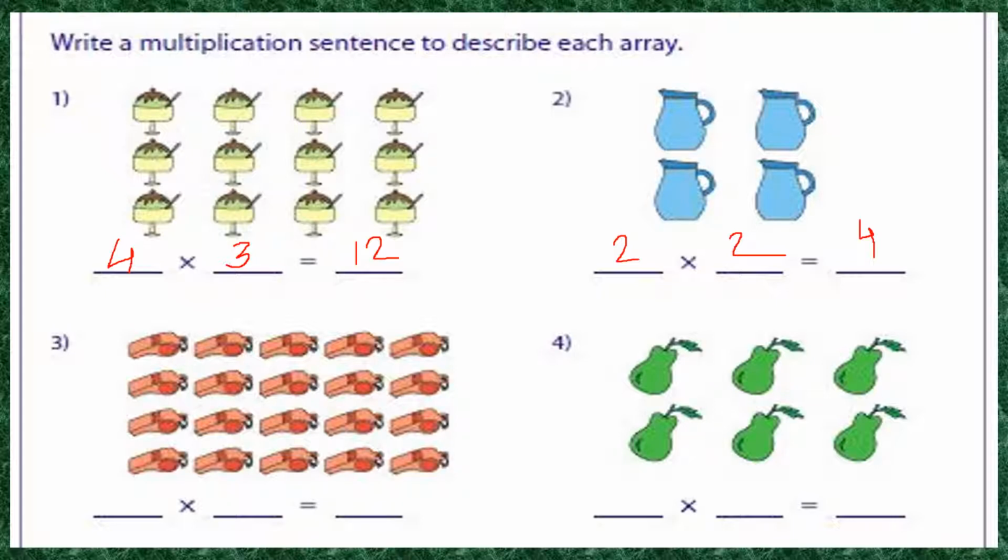Now see the third picture, children. Here whistles are there. How many groups are there? 1, 2, 3, 4, 5. So 5 groups are there. You can write 5 here. And in each group there are 4 whistles, so we can write 4. 5 into 4. So 5 fours are 20. So there are 20 whistles. You can count it.